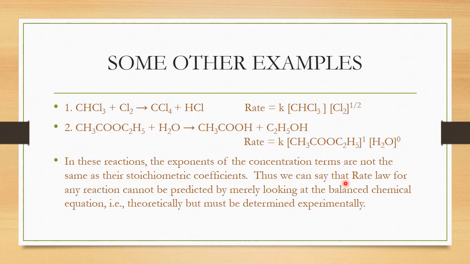Thus, we can say the rate law for any reaction cannot be predicted by merely looking at the balanced chemical equation. Means just by looking at the equation, you cannot write the rate law. So, rate law is an experimental term. Rate law can only be determined experimentally.